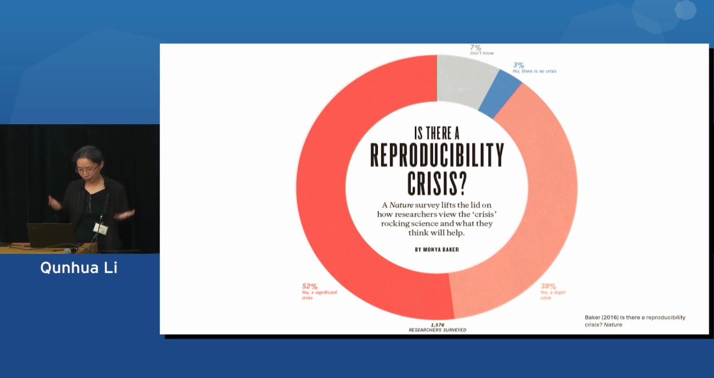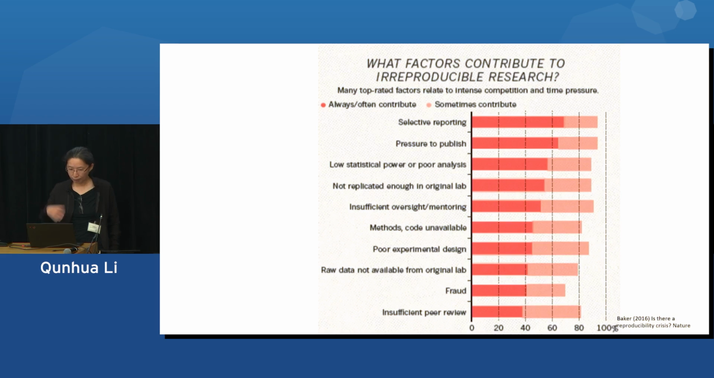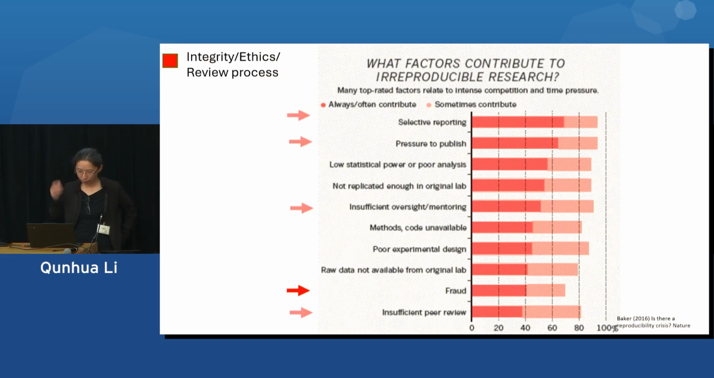A few years ago, there were a lot of discussions about a reproducibility crisis in the scientific field. So Nature did a survey to see how people feel about this crisis, and as you can see, more than 50% of people felt there is a crisis. Then they broke it down into different categories, each of which is a factor that may contribute to irreproducible research. I did a little bit of classification on this, into 3 groups. One is related to integrity, ethics, or review process. You can see those with red arrows are those categories.